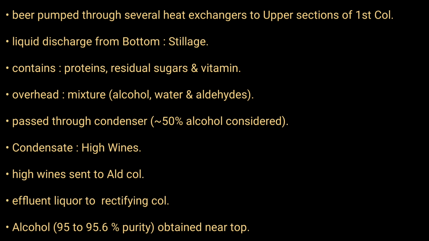The high wines are sent to the aldehyde column, that is the second column, where low boiling impurities, mostly aldehydes, are removed. The effluent liquor is sent to the third column, that is the rectifying column, where final purification takes place. Alcohol of 95 to 95.6% purity is obtained from near the top through a condenser and sent to storage and sale.